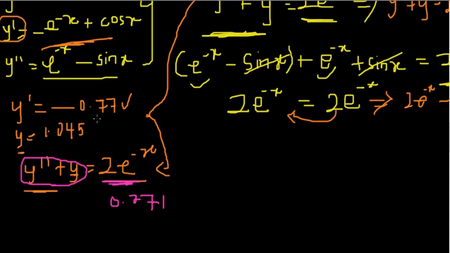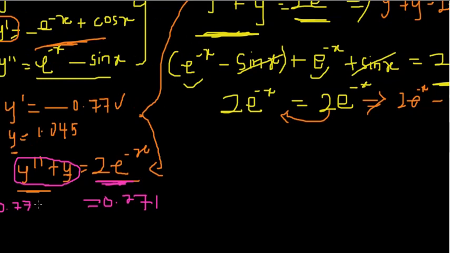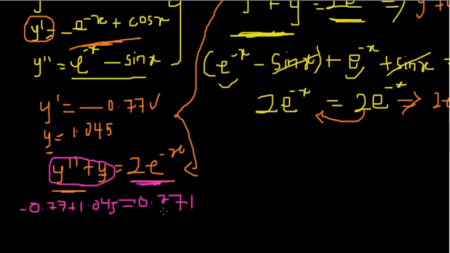Now this is the easiest part. All you have to do is just add this to this. Add your y prime to the y, because that's what this side of the expression is trying to say. Add this value, minus 0.77, plus 1.045. You'll notice that you'll get this value. So let's just check.